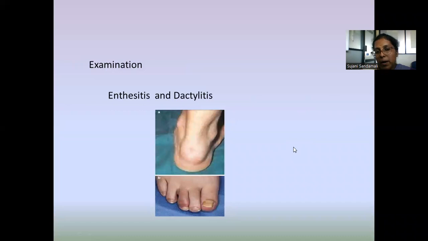So in peripheral examination, focus on the synovitis, enthesitis, here the Achilles enthesitis, and then the dactylitis. This is the sausage shape toe, and here you can see the psoriatic nail changes as well.